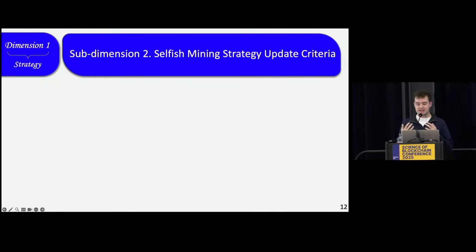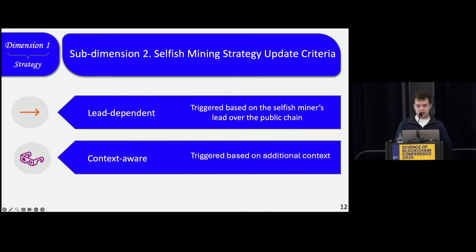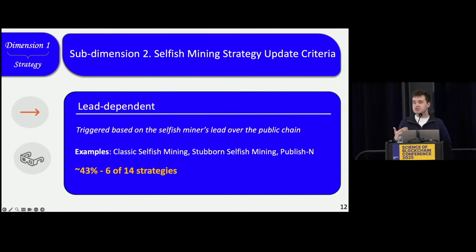So moving on to our second subdimension under strategy formulation, alongside the strategy objectives, we additionally can examine selfish mining strategies according to their update criteria. That is, what triggers the actions of these strategies? And for this, we find strategies can be grouped into 2 main groups, lead dependent and context aware. So lead dependent strategies, as the name implies, rely only on the lead between the public and private chain to trigger the actions of a strategy.